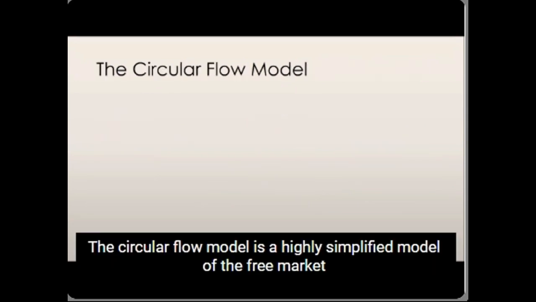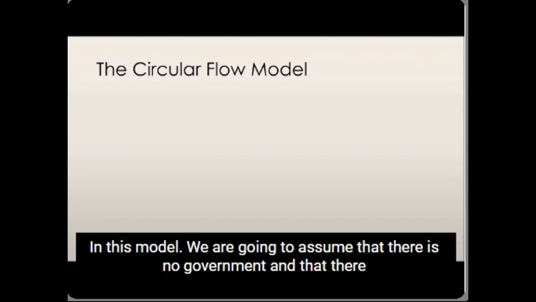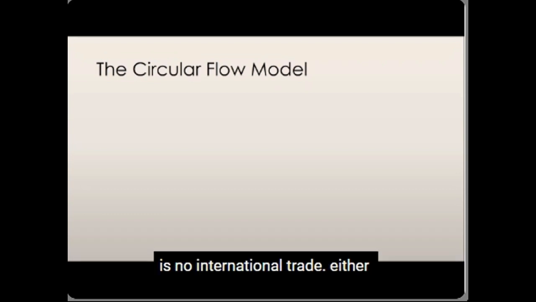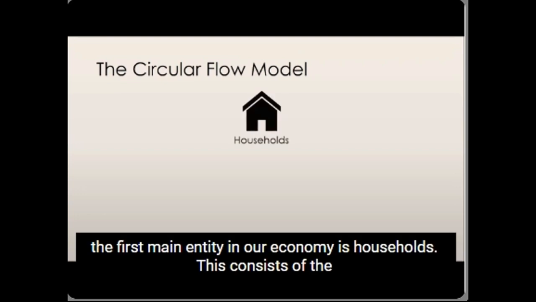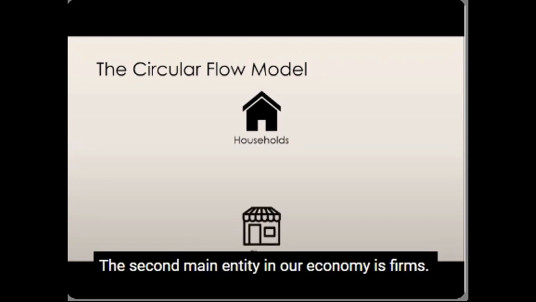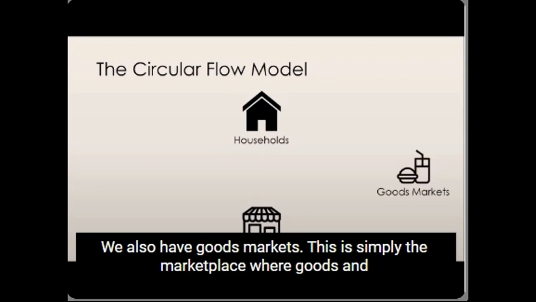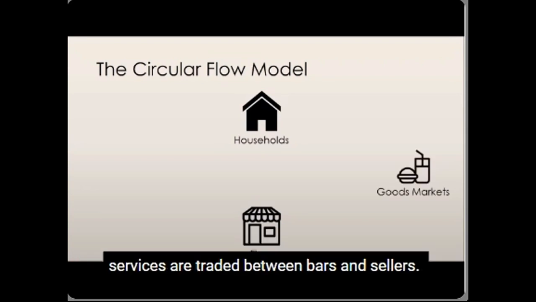The circular flow model is a highly simplified model of the free market economy, but illustrates the basic idea of how the economy works. In this model, we are going to assume that there is no government and that there is no international trade either. The first main entity in our economy is households. This consists of the general population. The second main entity in our economy is firms. We also have goods markets. This is simply the marketplace where goods and services are traded between buyers and sellers. It is not an entity like a household or a firm.